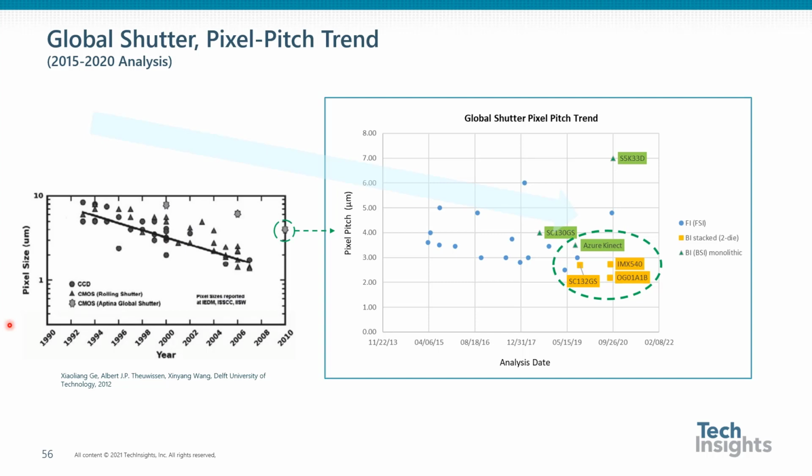Here we show a pixel pitch trend. So again, there is a continuation in the pixel pitch trend. In this case, it is a gradually decreasing pixel pitch. We have also included a previously published graph that reported data from 1990 to 2010. And here, both rolling and global shutter are summarized. On the right-hand side, it is only global shutter. And we have highlighted the recent analysis done. So the trend here is a gradually decreasing trend.